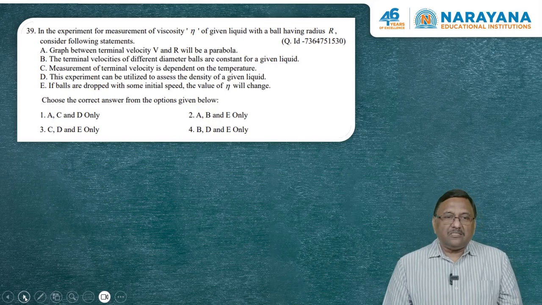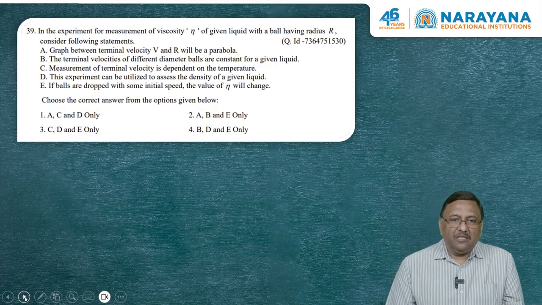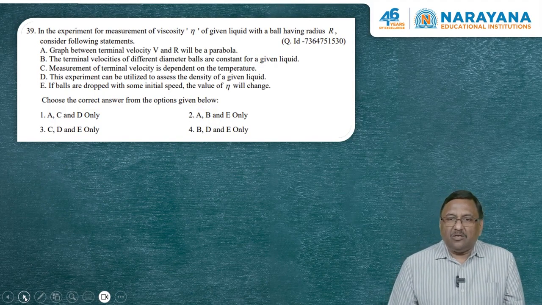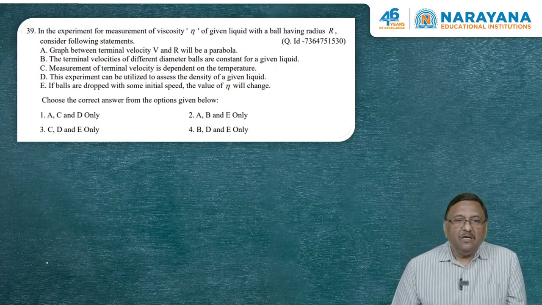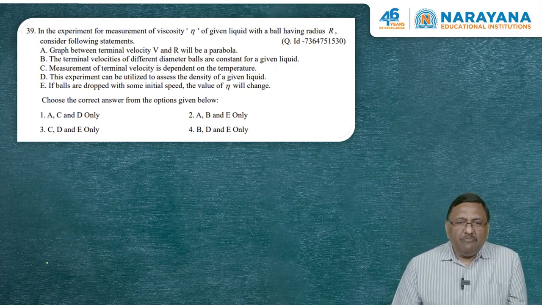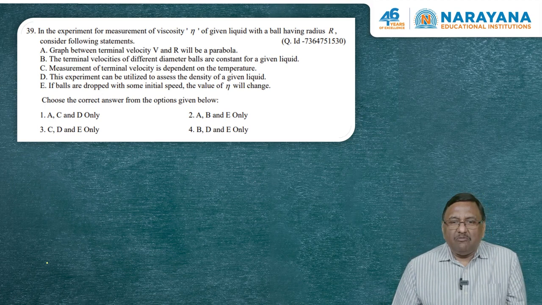So the next question is question number 39. Here we are saying in the experiment for the measurement of the viscosity eta of the given liquid with a ball having radius r, consider the following statements. Again, it is a statement based question. Read this: the graph between the terminal velocity v and r will be a parabola.